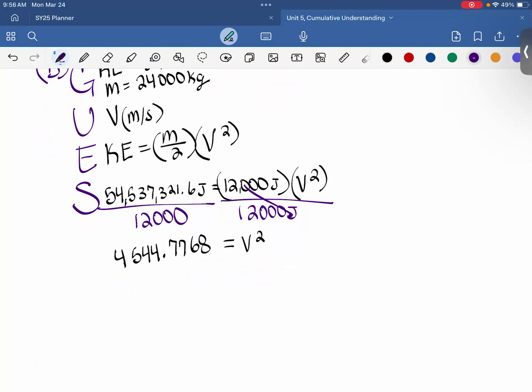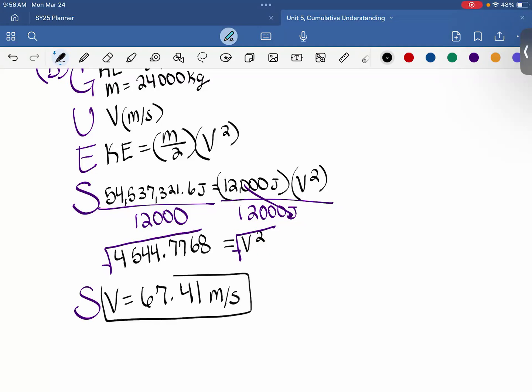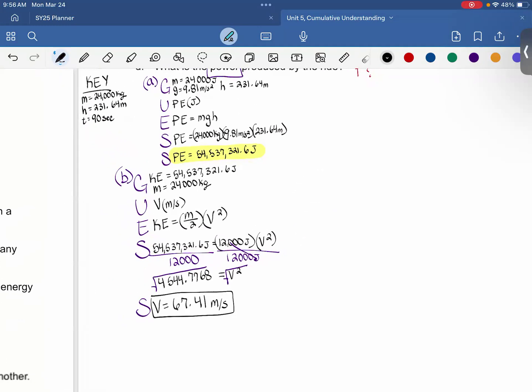But the question doesn't ask me for velocity squared. It asks me for velocity. So in order to get rid of this squared up here on top of the velocity, I'm going to do the opposite operation of squaring something, which is to take the square root or put it under the radical. When we take the square root of this number, now we are going to round because it's our final answer. We will get 67.41 meters per second as our velocity.